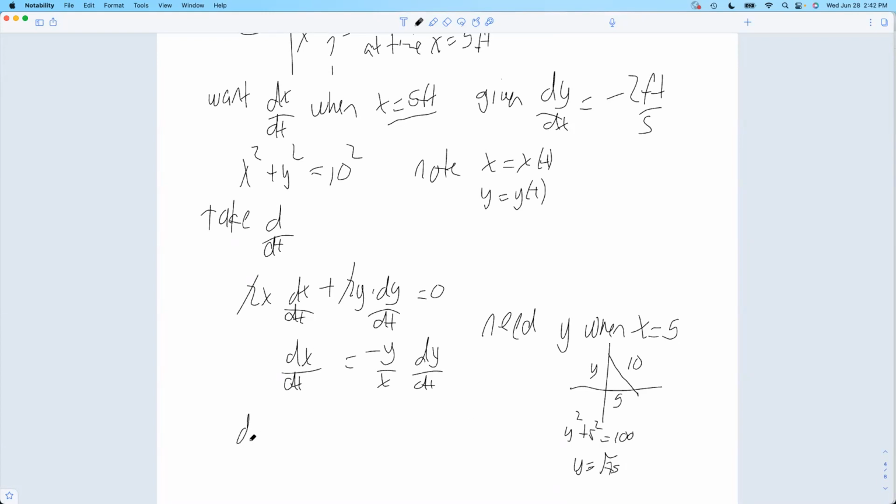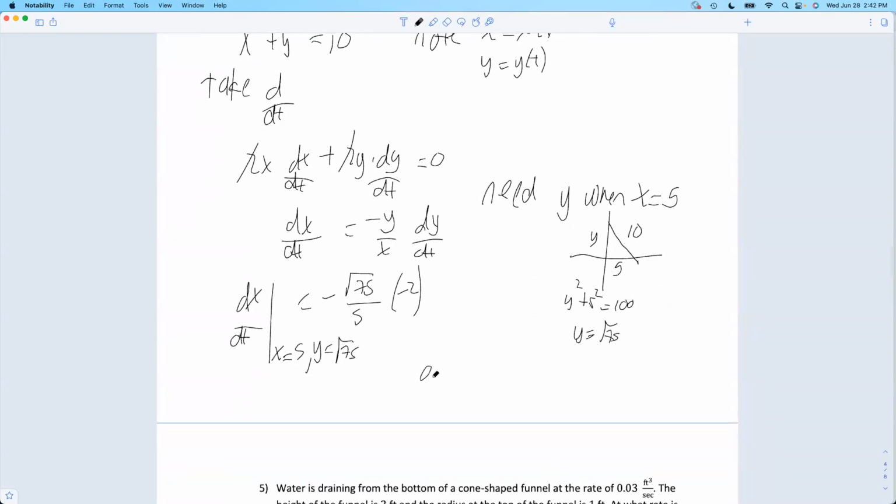All right, so then dx/dt, evaluated at x equals 5, which happens to be when y equals square root of 75, will be negative root 75 over 5 times dy/dt. dy/dt was also negative because it was going down. And so we get dx/dt will be positive. The negatives cancel: 2 root 75 over 5, whatever that is.